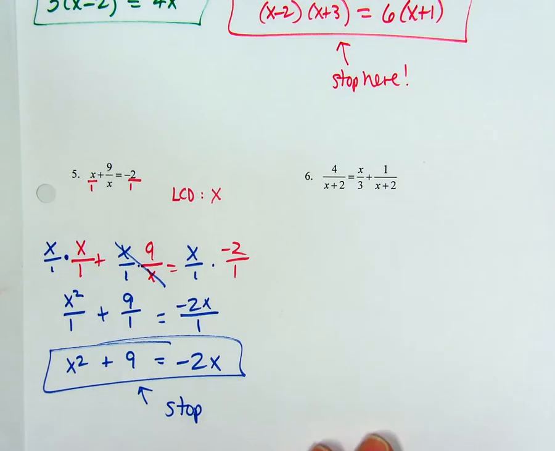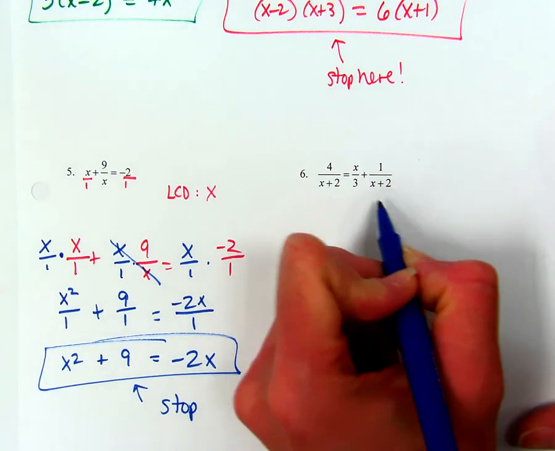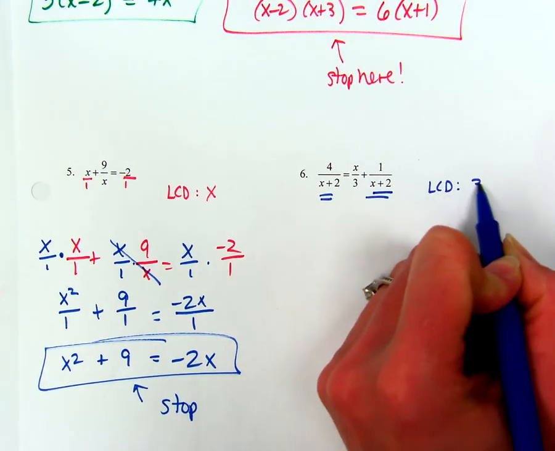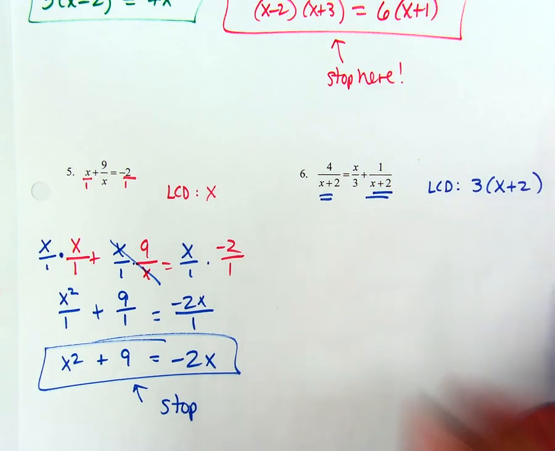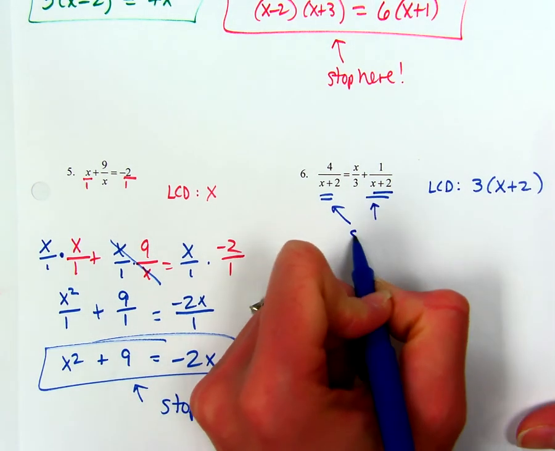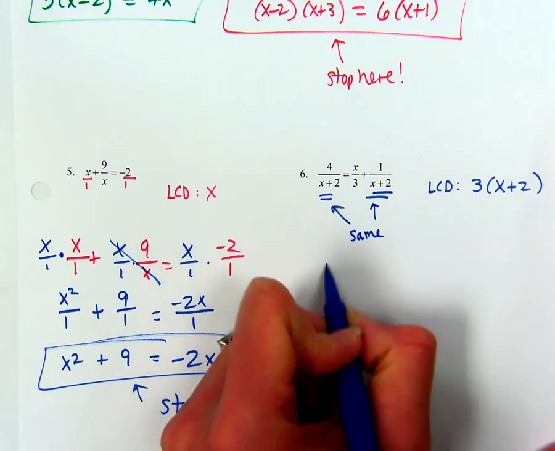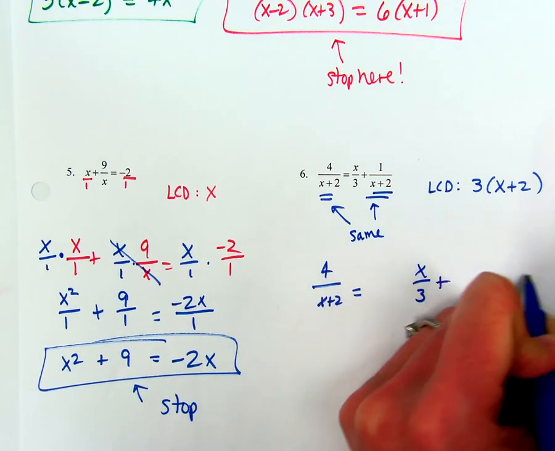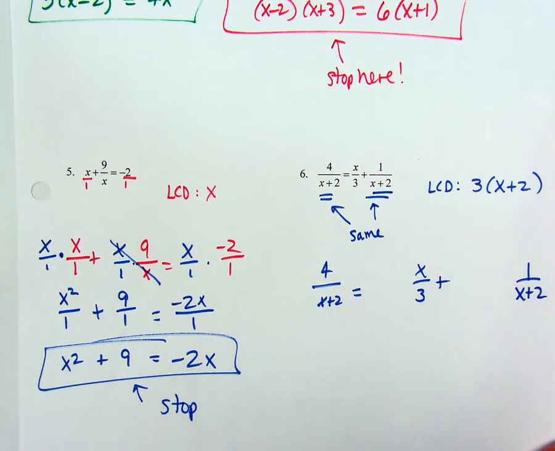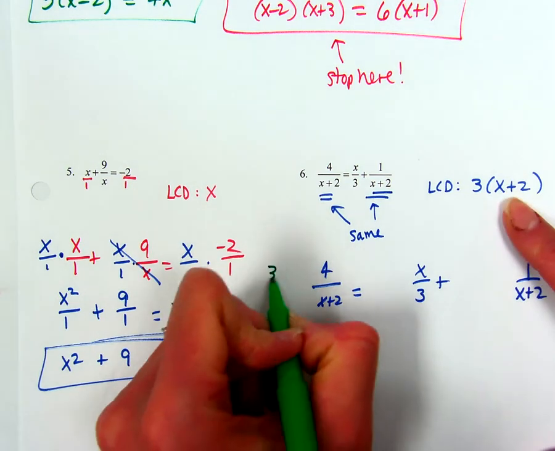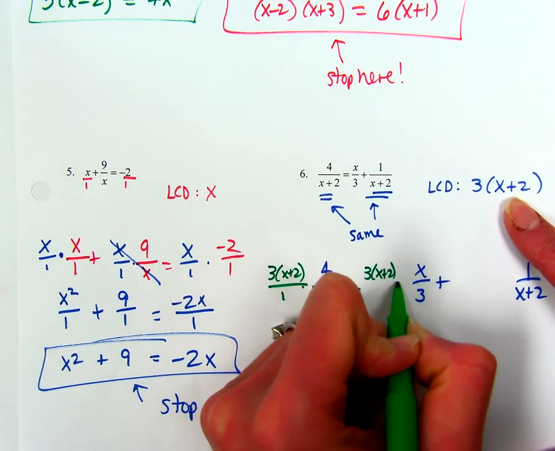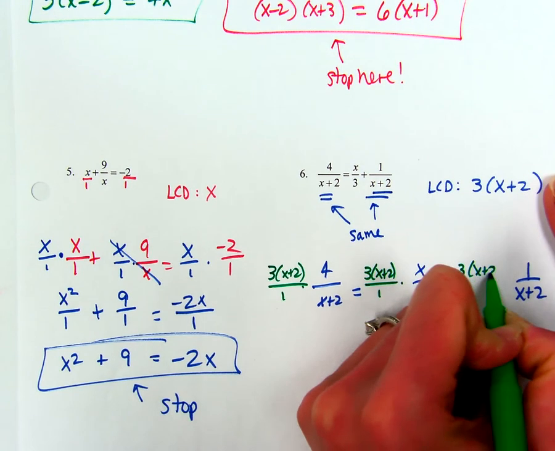All right, last problem. We've got my denominators. Notice these are the same. So when I do my LCD, I only need to write that down 1 time, since these are the same. All right, so my LCD is going to go next to each fraction. Again, I'm going to leave a little bit of space so that I have room to write. All right, my LCD is 3x plus 2 over 1. 3x plus 2 over 1, and 3x plus 2 over 1.